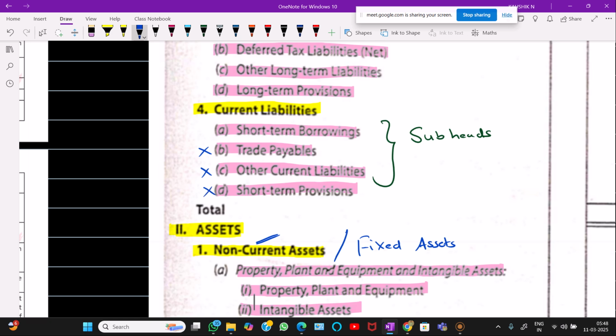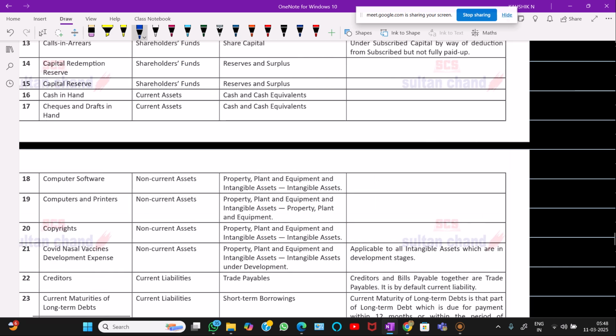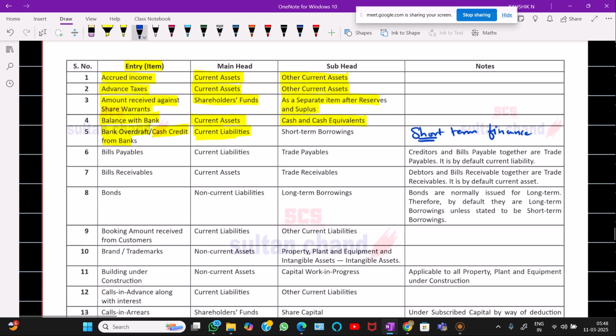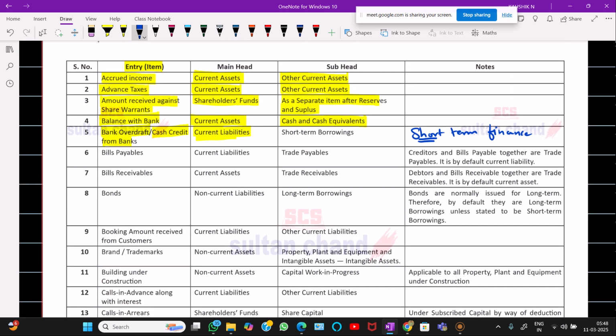It is a borrowing. It's a short-term finance. That means you have borrowed the money from the bank. It's a short-term finance. So short-term borrowings. That is an apt subheading for the given item, bank overdraft. So that's the reason the subheading has been marked as short-term borrowings. Any doubt as of now?